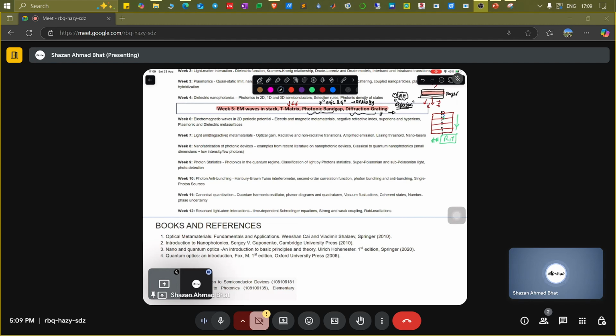And for some reason, Google Meet is not allowing me to share the camera and the screen at the same time, so I'm unable to share my camera.